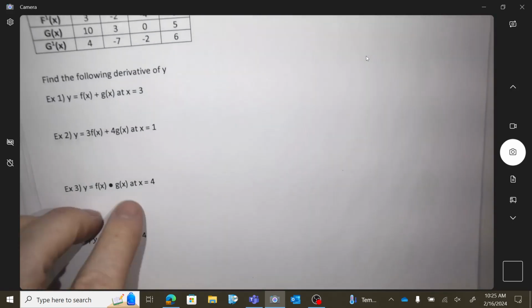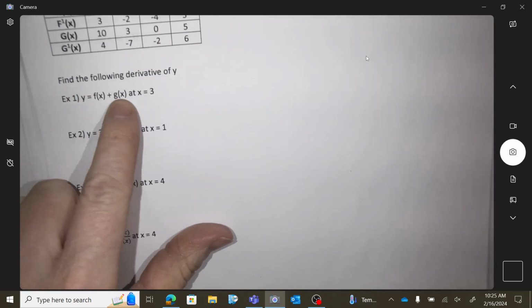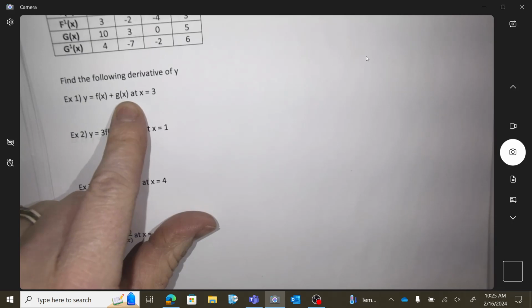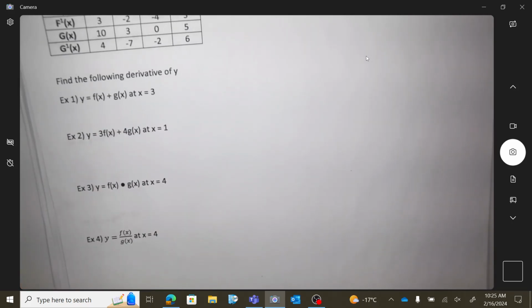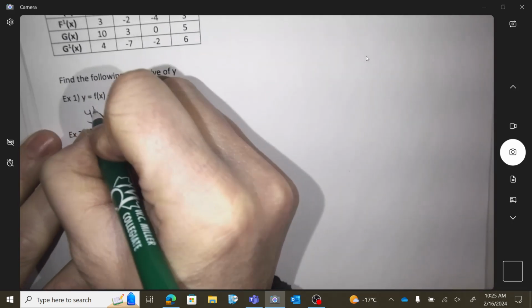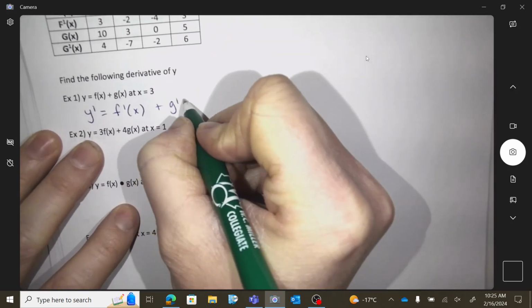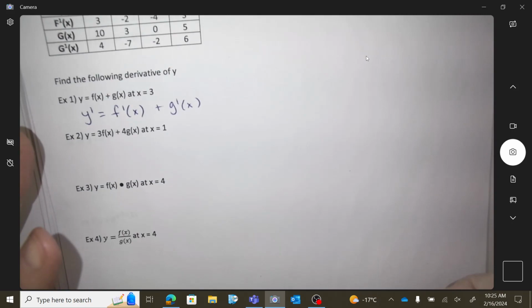So if you have a function added to a function, so if you have a bunch of stuff plus a bunch of stuff, how do you do a derivative? You just do the derivative of it plus the derivative of that, right? Like if we had an x squared plus a 5x, you would just do the derivative of that plus the derivative of that.